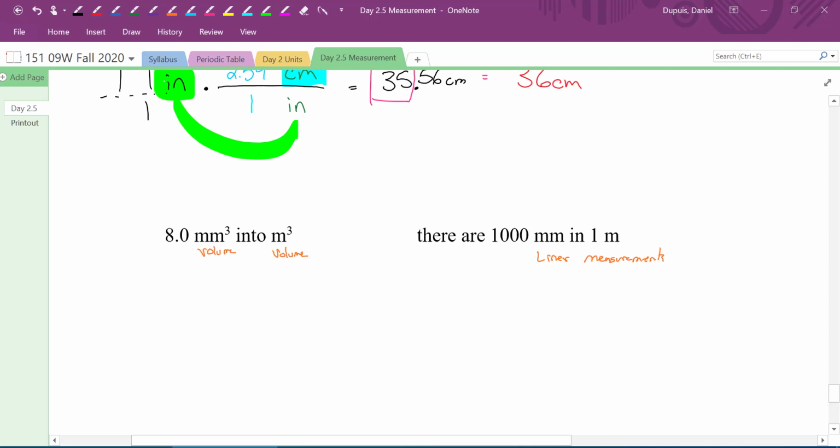Okay, so 8.0 millimeters cubed. We know millimeters cubed have to be on the bottom, because that way they cancel, meters cubed on top. And if there's 1,000 millimeters in a meter, let's just do that. If we do that, I'm going to get 8.0 times 10 to the negative third meters cubed. And that's what I would get if I did that.